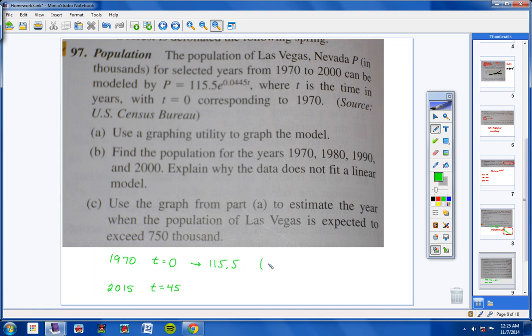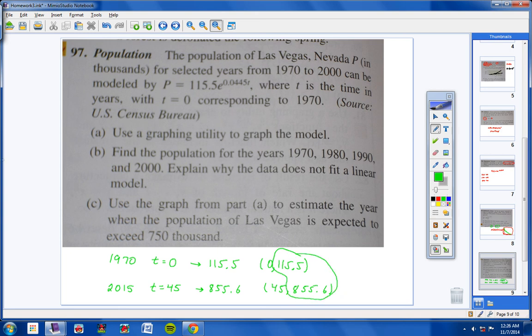115.5. So we have an ordered pair 0, comma 115.5. And then if you put 45 into your function up here, trust me, you will get out 855.6. Okay, so we have an ordered pair right here, 45, comma 855.6. So now we have our window for our y values right here.